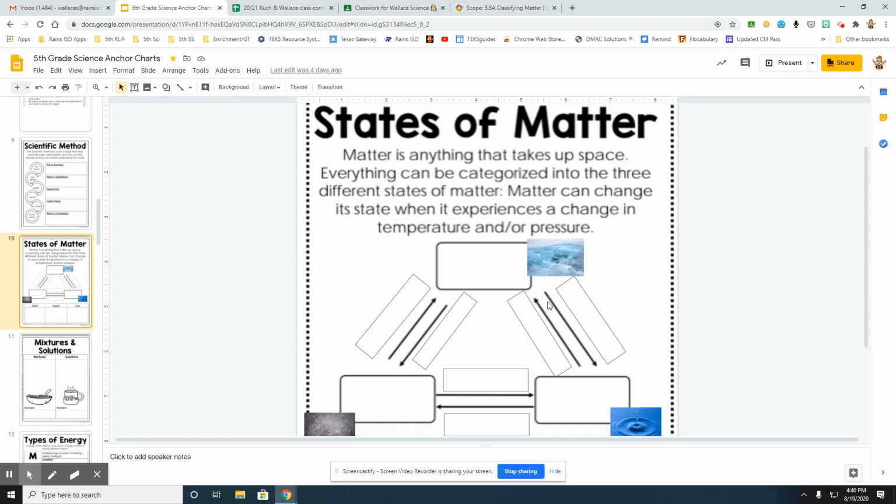I'm going to talk to you a little bit about the states of matter. Now, I know you have studied states of matter since probably kindergarten or first grade, but we're going to go a little bit farther into the states of matter and the descriptions of these.